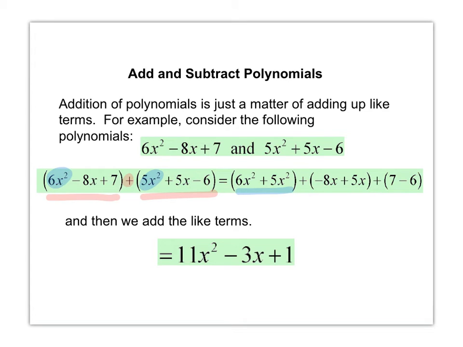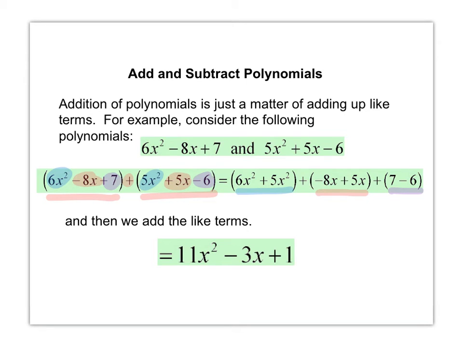We also add what we call the linear terms. The next term is negative 8x, and the other like term must have the same variable and the same exponent, and that is 5x. So we can group those together. And then to add up the constant terms, we have plus 7 and the other constant, minus 6, so we can add those together. So by grouping and combining like terms, we can add polynomial equations and end up with another polynomial.